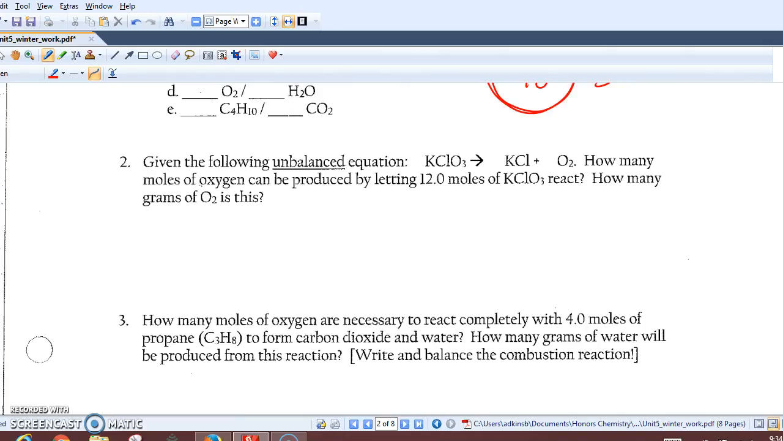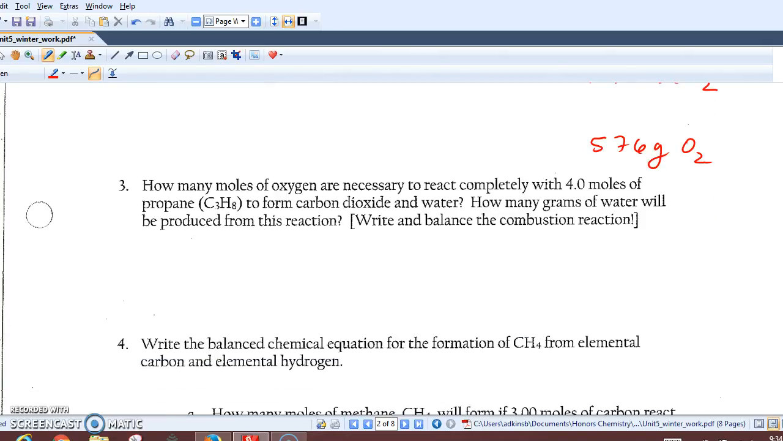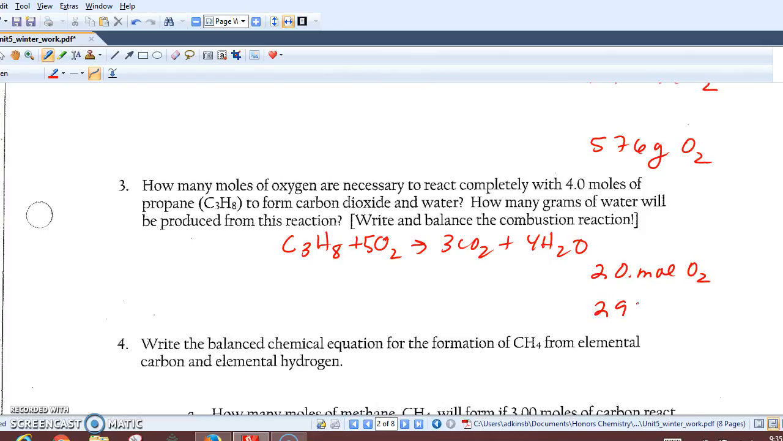All right, so number 2 balanced, 2 yields 2, 3. And there were 2 questions here. So your first answer is 18 moles of O2, and your second answer is 576 grams of O2. For number 3, you had to write the entire equation out. So 5O2 yields 3CO2 plus 4H2O. And again, you had 2 questions. So the first answer is 20 moles of O2, and your second is 290 grams of, I believe that was water.